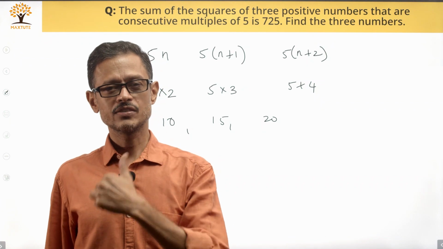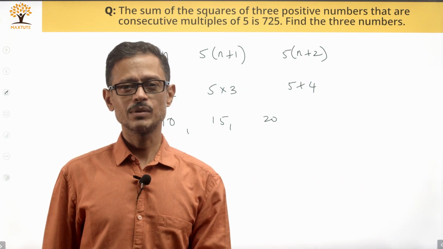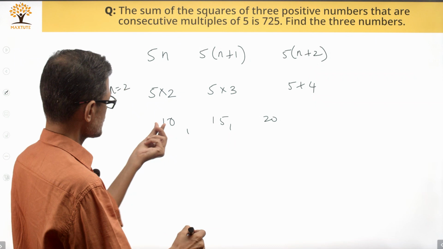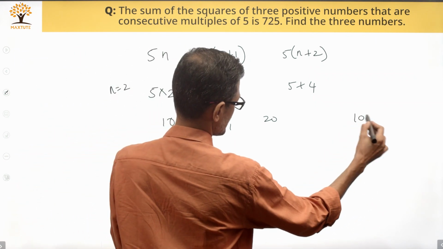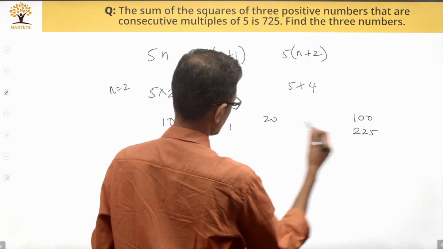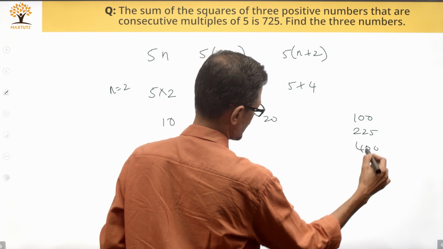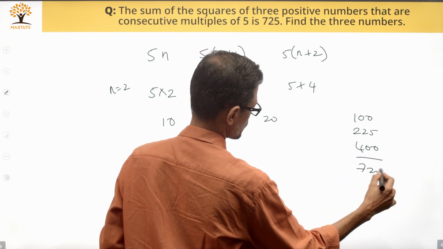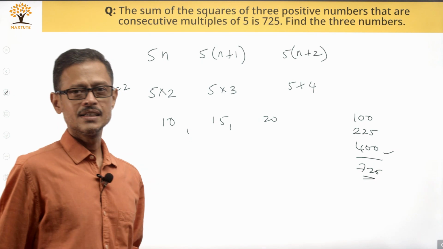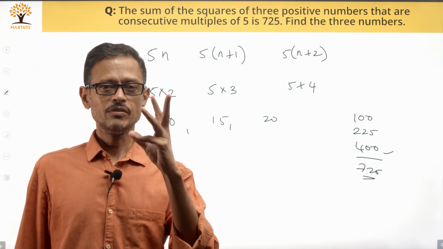Just for our sake, let us check whether the sum of the squares of these three numbers ends up being 725. 10 square is 100, 15 square is 225 and 20 square is 400. 100 plus 225 is 325, plus 400 is 725. So, what we have done is absolutely right. The three numbers that we have got are basically 10, 15 and 20.